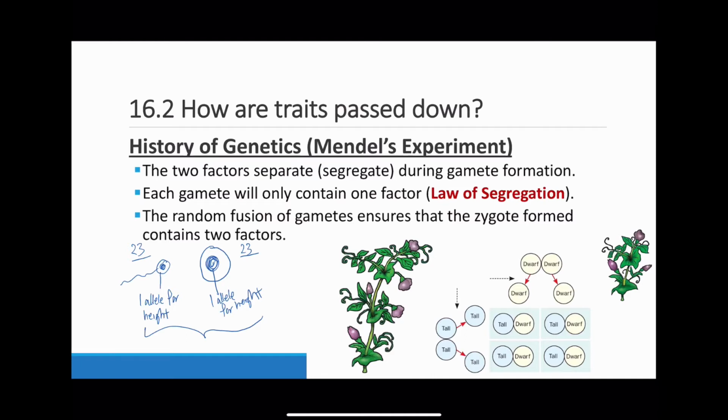Basically, once they fuse together, we know that when they form the zygote, within the zygote itself, now there will be two alleles representing height. Okay, one that came from the dad, one that came from the mom. And that's what Mendel's experiment actually showed. But during his time, he referred to alleles as factors because he's not too sure about what exactly are genes, etc.